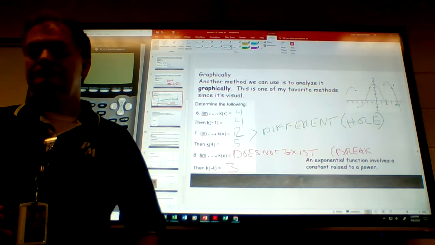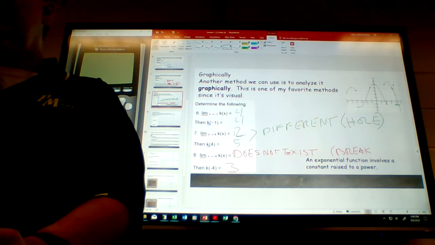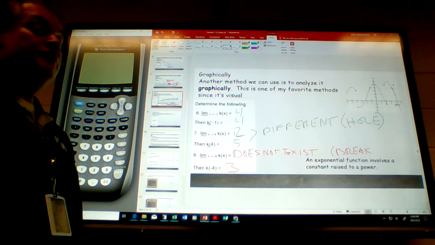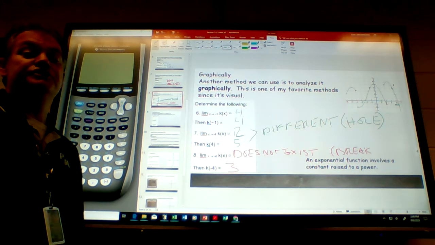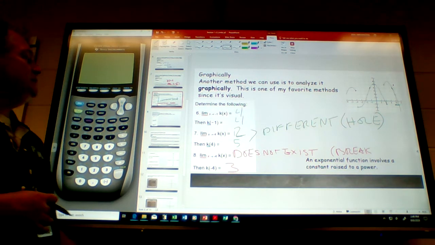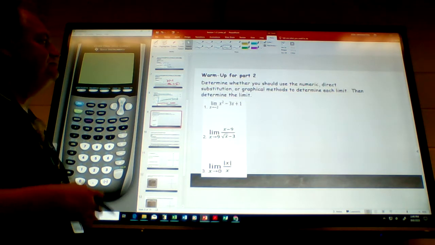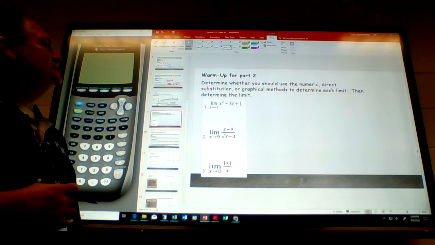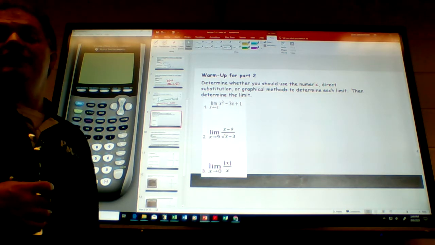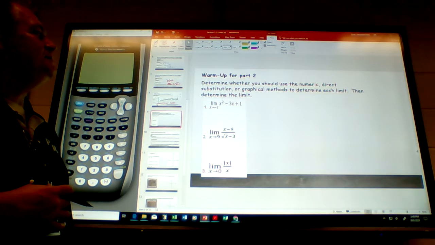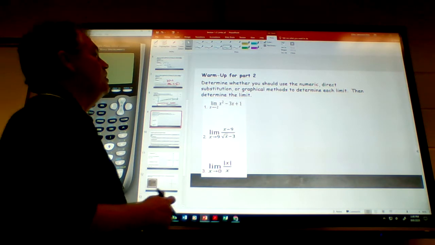All right. Now you can pause this anytime. If you have any questions, you can shoot me an email, and hopefully that will help you a little bit. All right. Now, before we got here, just got some basics. We got to determine whether or not substitution works, the graphing method, or whether some other method like the numeric direct method works.